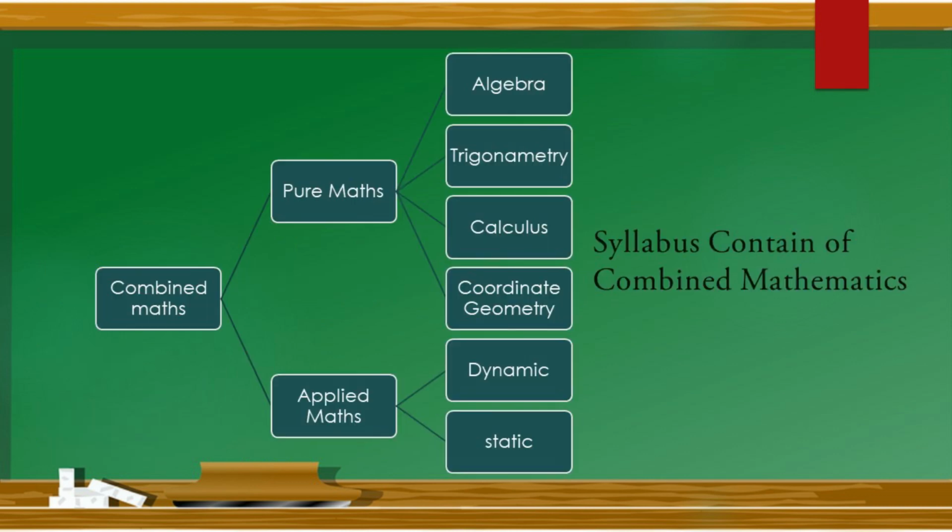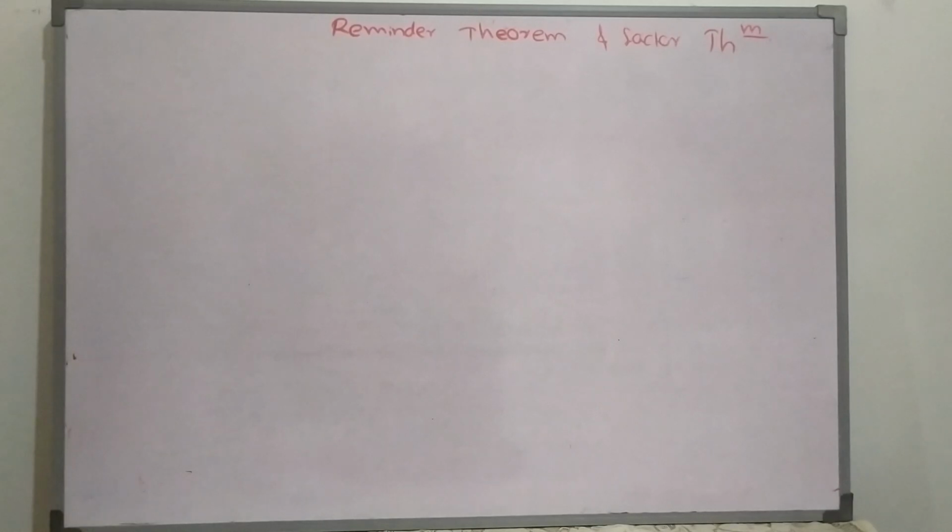Combined mathematics is divided into two parts, which are pure mathematics and applied mathematics. Under pure mathematics, we have algebra, calculus, trigonometry, and coordinate geometry, right? Under the algebra part, we have a special lesson which is functions, right? Under functions, we have a few more topics: quadratic functions and polynomial functions, right? Those are under algebra. So today I am going to discuss one more special part, which is the remainder theorem and factor theorem.